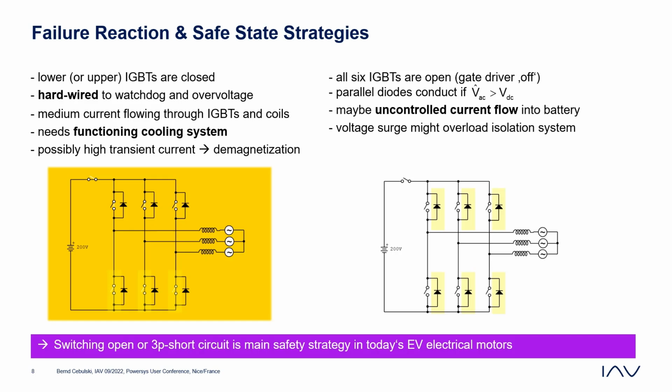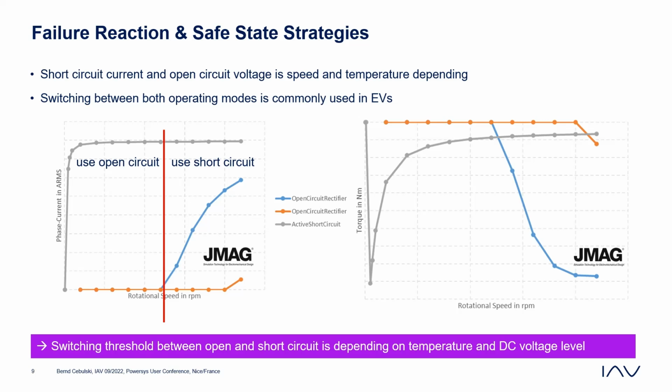So the curve that comes out from stationary behavior, in this case also calculated by our JMAC, is something that we normally need to provide to our customers. On the left curve, you see the open circuit, which means all IGBTs open, and the short circuit behavior. And one possible approach is in the low speed region, you use open circuit, where the induced voltage is low enough so that there's no current flowing to the battery. And in the high speed region, you use the active short circuit. Of course, you need speed information for that.